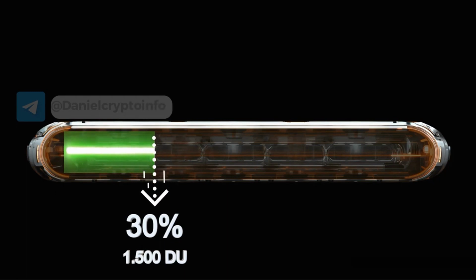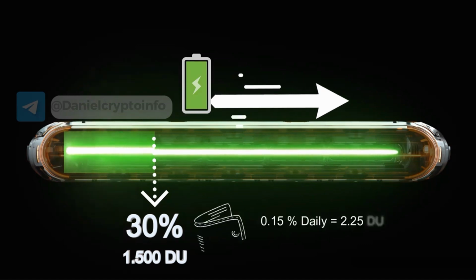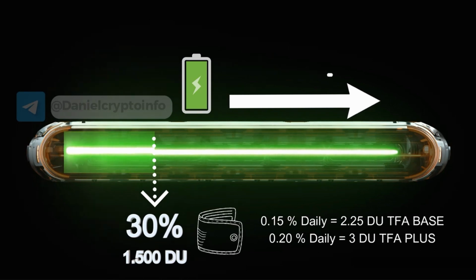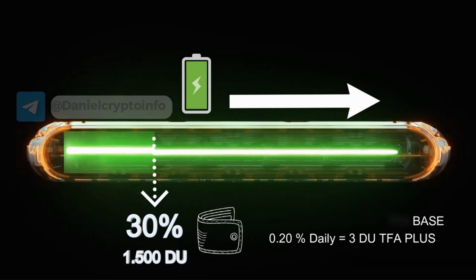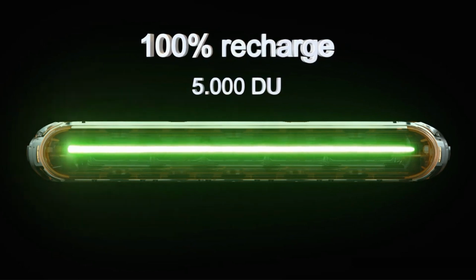This will combine the continuous charging of our battery with the possibility of starting to withdraw our rewards. From this moment, we can start withdrawing, calculated at 0.15% on the sum of 1,500 DU for the basic TFA, which corresponds to a total of 2.25 DU per day, and 0.20% for the TFA Plus, which corresponds to 3 DU. Thus we arrive at our third step, which involves the full recharge of the battery. Reaching 100% means having accumulated 5,000 DU.